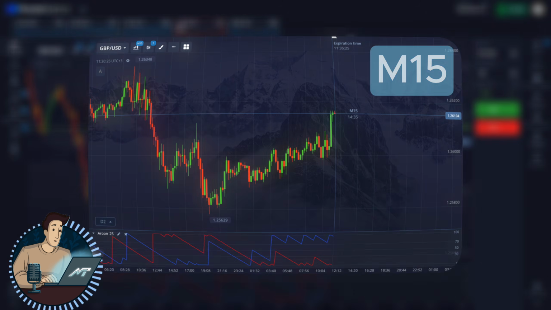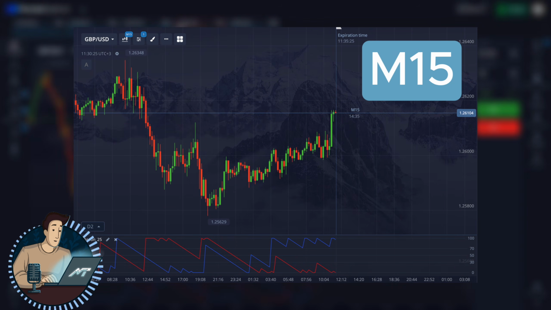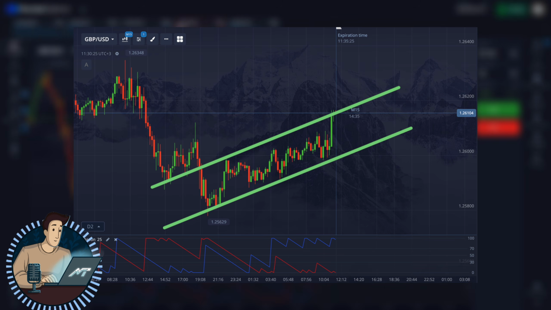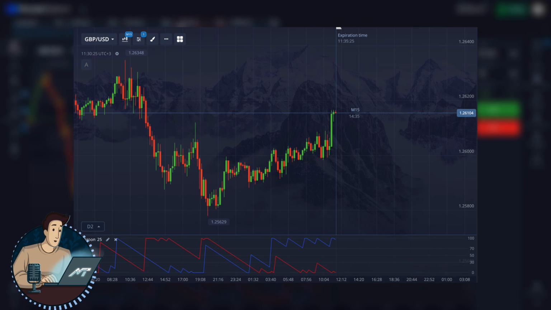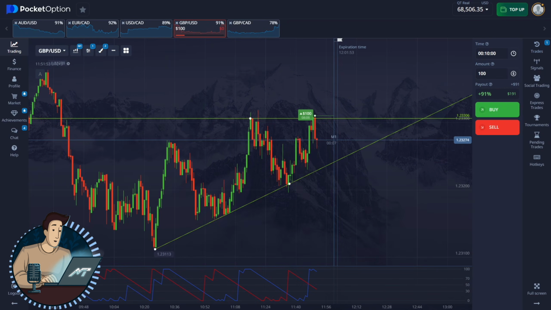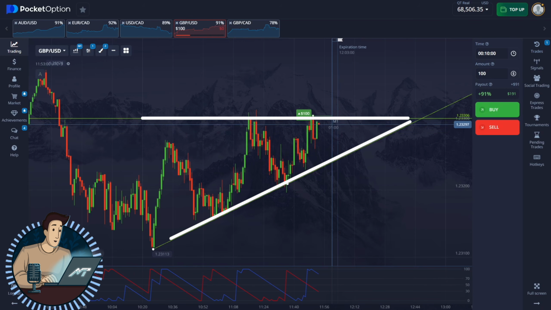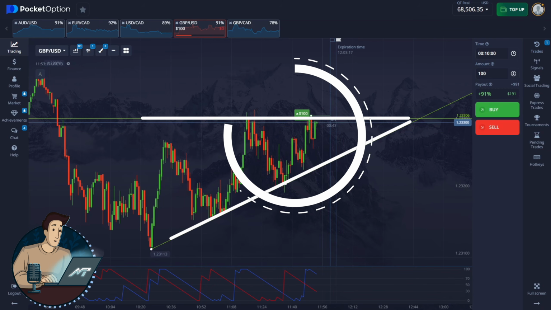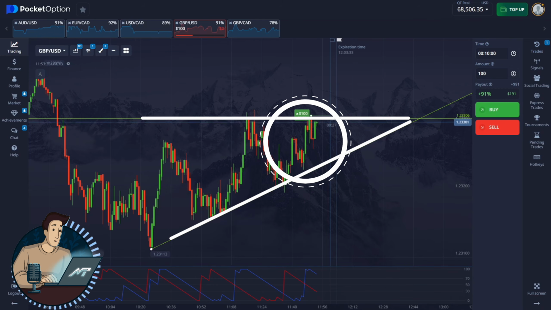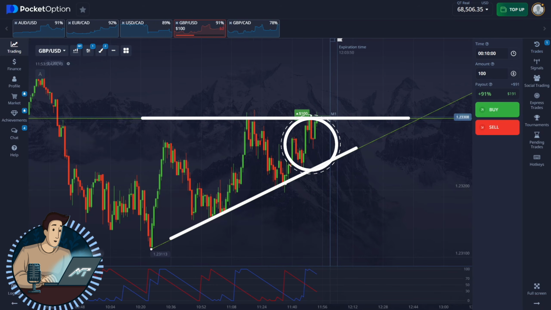First, global trend. We always trade in the direction of the trend. If the trend is up, we wait for an upward breakout. If it's down, we wait for a downward breakout. Second, triangle pattern. For a triangle to form, we need two key elements, a trend line and a support or resistance level. If the price is compressing within this range, the pattern is forming.